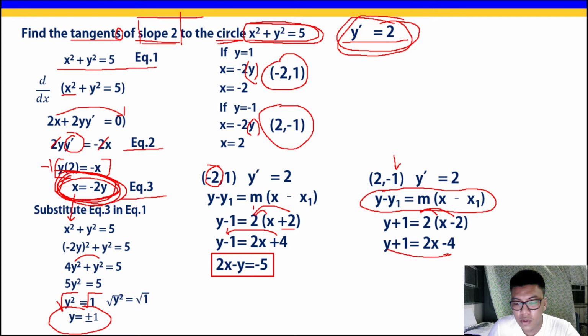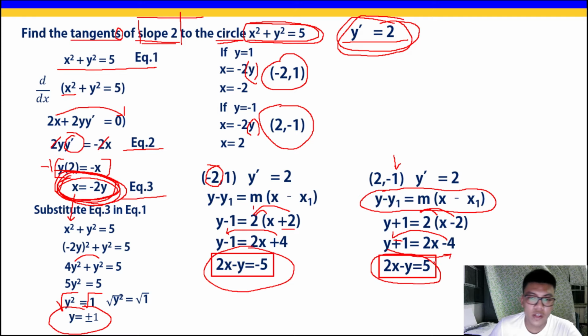So lipat, transpose lang ulit. So we have 2x minus y, ating negative form magiging positive, so positive 4 plus 1, 5. So we have 2x minus y is equal to 5. So yan yung dalawang equation ng ating tangent line.